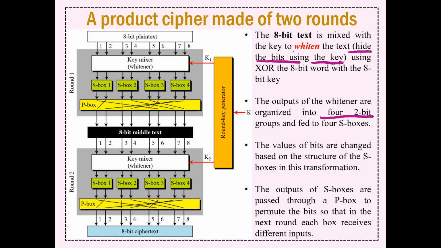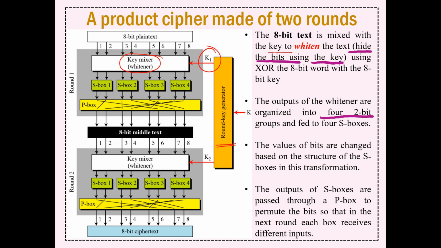that is mixed with a whitener or a key. So this is called key mixture. And this key is an element where K1 is fed. Where is K1 coming from? K1 is coming from something called a round key generator. So there will be an algorithm. You are sending the key. The round key generator will generate some random keys like K1, K2 up to Kn.